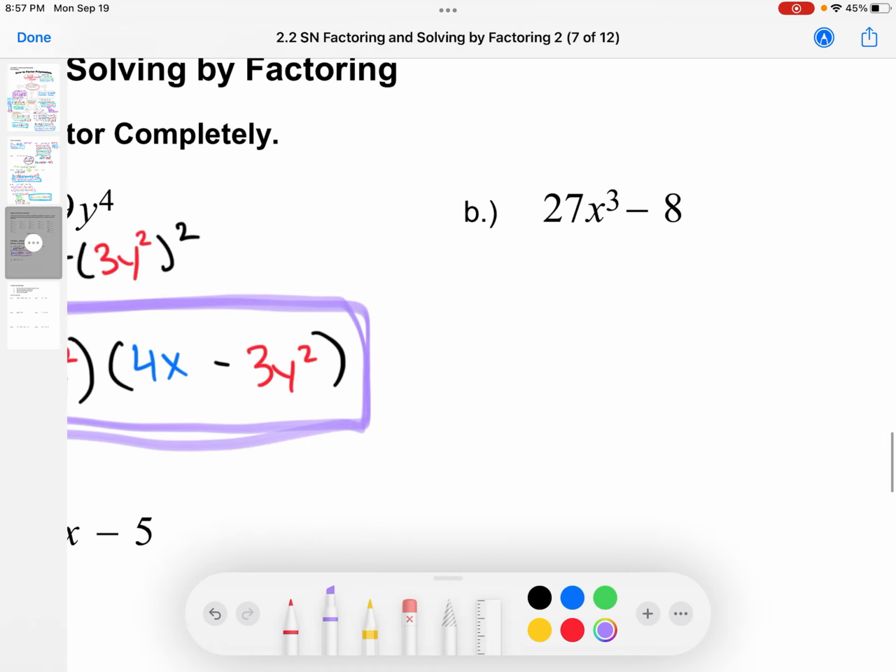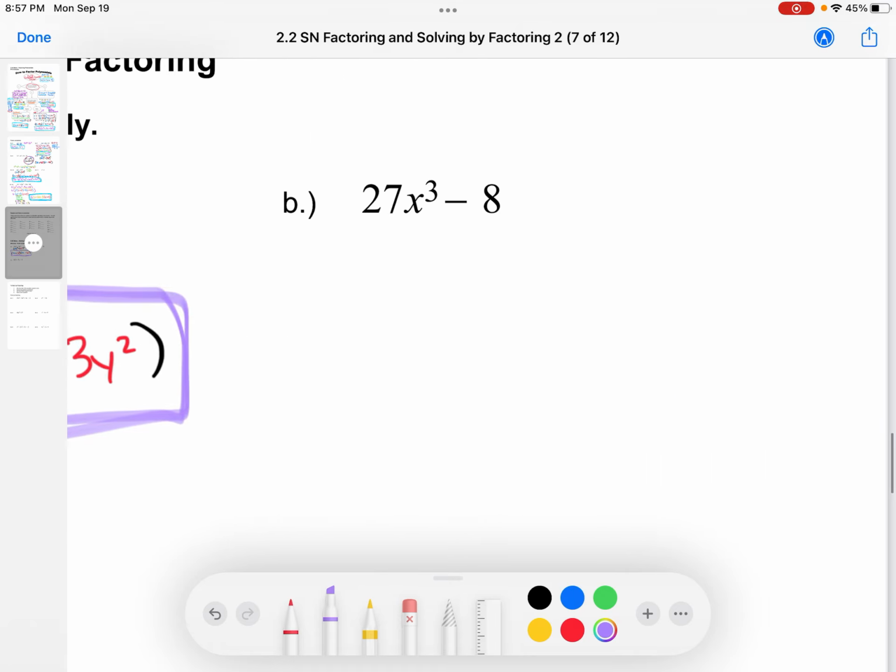Now, let's look at B. Again, we look for a greatest common factor first. It doesn't have one. We look at how many terms it has. There are two. So we look for squares or cubes. In this case, we have cubes. And remember, with cubes, we can factor the sum or the difference. That should be a third power.